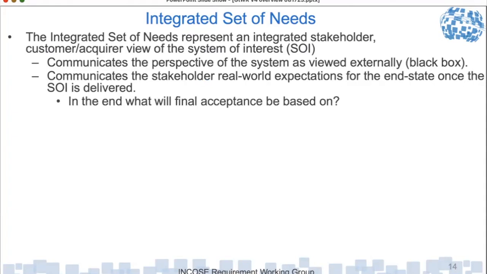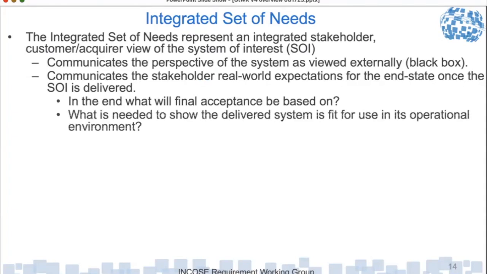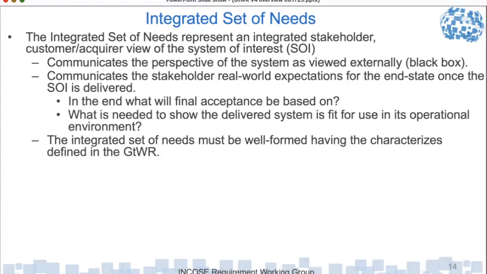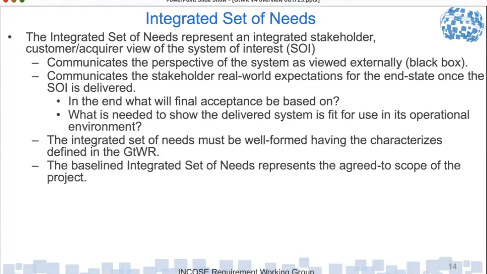So in the end, what will final acceptance be based on, and what is needed to show the delivered system is fit for use in its operational environment? The integrated set of needs must be well-formed, having the characteristics defined in the Guide to Writing Requirements. The baseline integrated set of needs represents the agreed-to scope. So you talk about scope definition. That baseline integrated set of needs, signed off by the customer, says, that's what I expect, and I'm willing to provide the resources, the time and money, to implement a system that meets my needs.